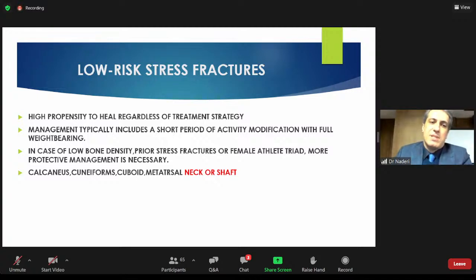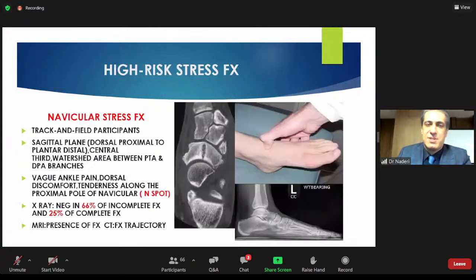The typical examples of calcaneus, cuneiforms, cuboid, metatarsal neck, or shaft fractures. Here I prefer to deal with two more important high-risk stress fractures in foot area, that is navicular stress fracture and fifth metatarsal stress fracture.